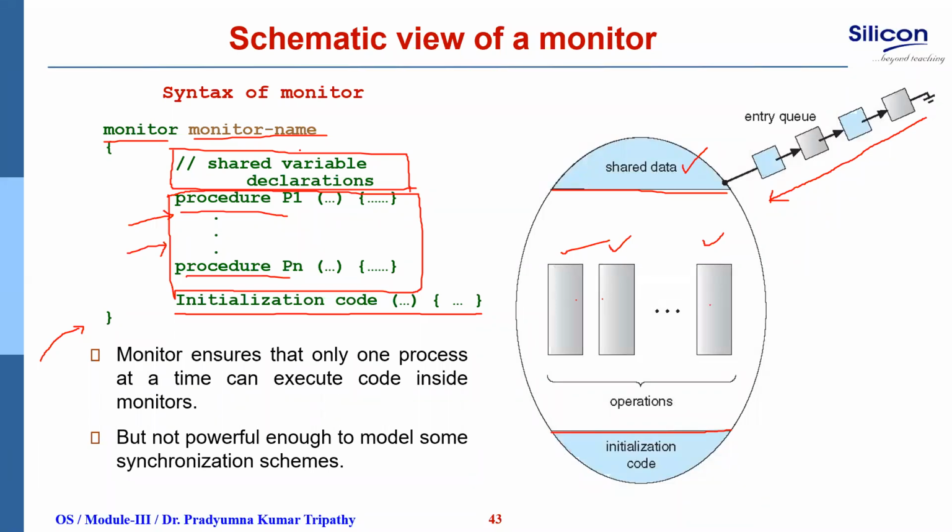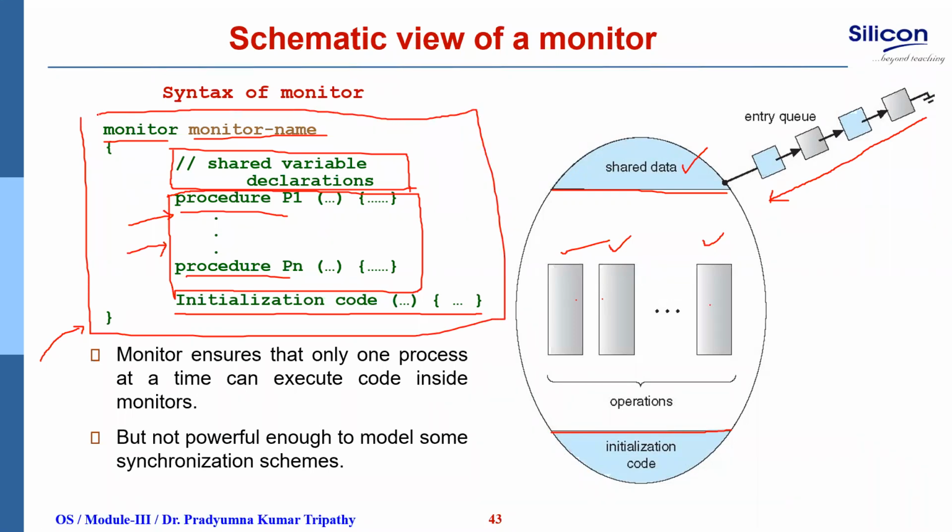Correct? So this monitor solution is an abstract data type kind of thing, where we have some shared variables, some procedures and an initialization code. This monitor can be accessed by one process at a time by putting them in a queue, which we call the entry queue. Is it understood up to this?